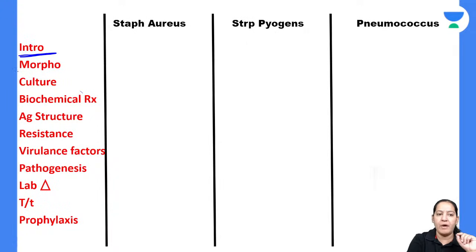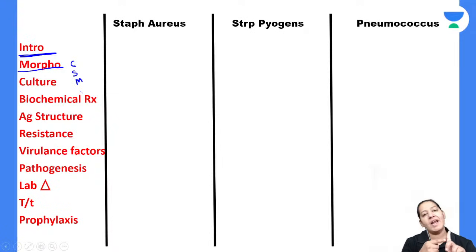In the morphology, you have to tell me three things: whether the bacteria is capsulated, yes or no; whether the bacteria is spore forming, yes or no; and whether the bacteria is motile, yes or no. Capsulated, non-capsulated, spore forming, non-spore forming, motile, non-motile. You have to tell me three things. Then you have to tell me all the possible culture media for that bacteria. Then you have to tell me all the biochemical reactions possible for that bacteria.